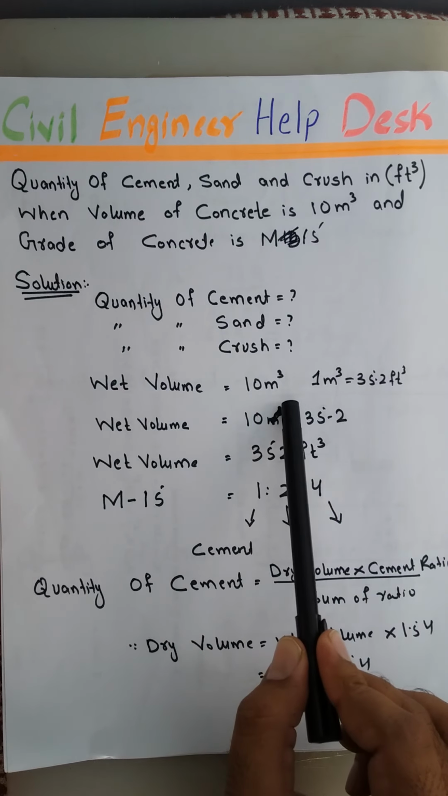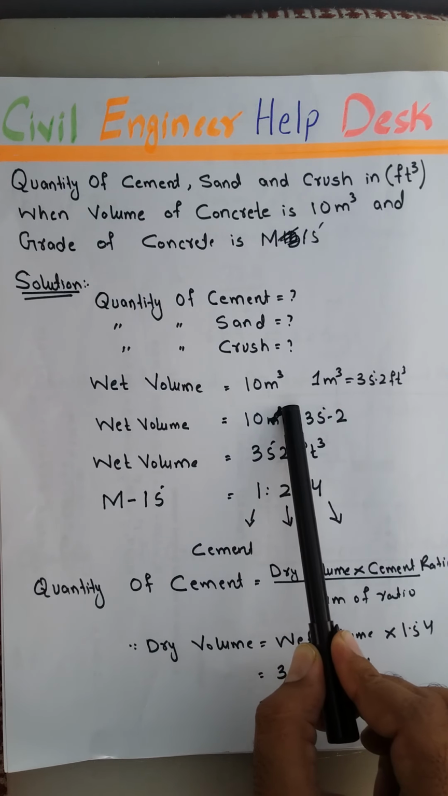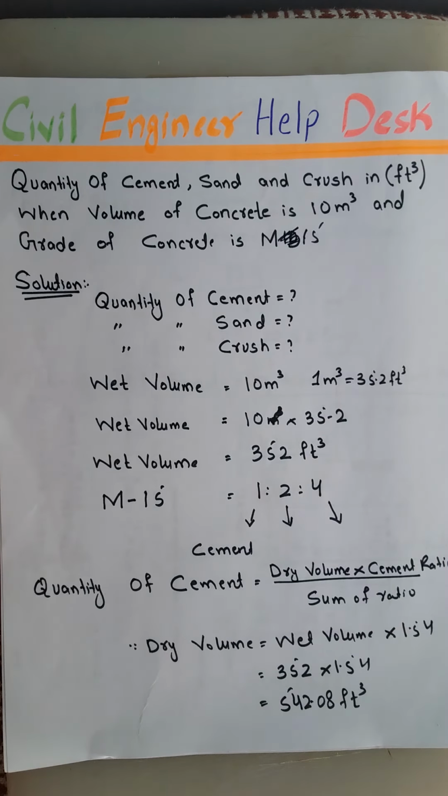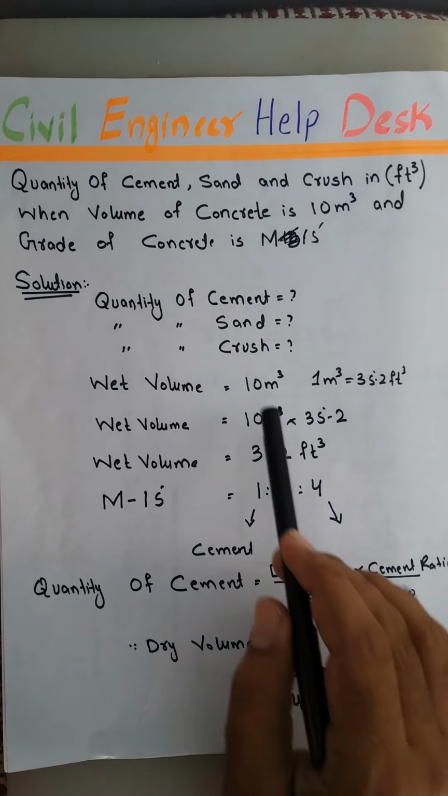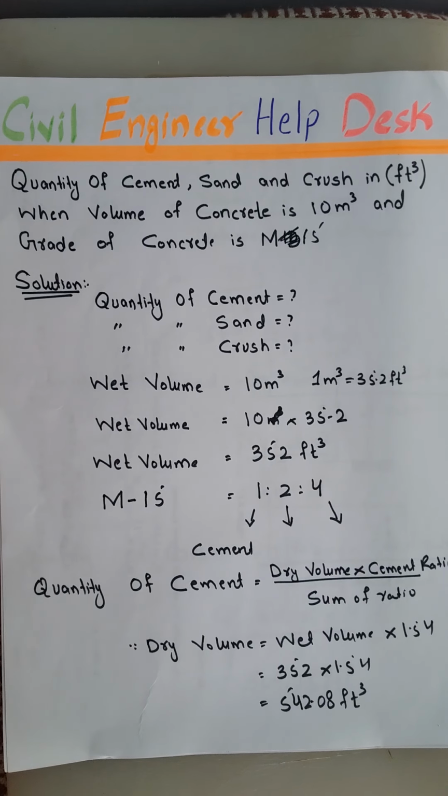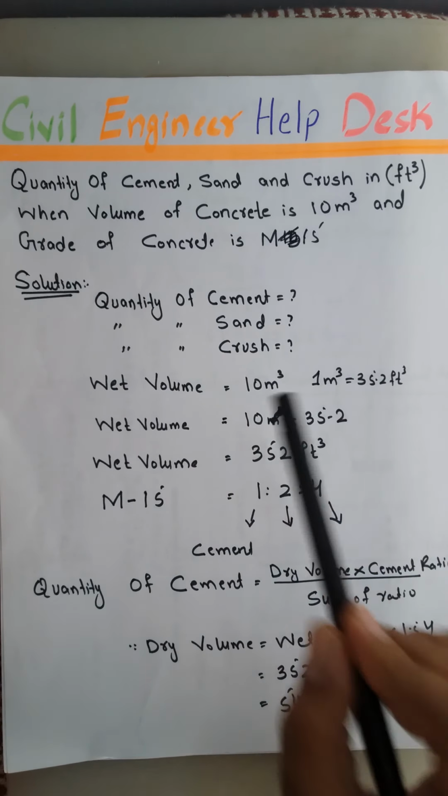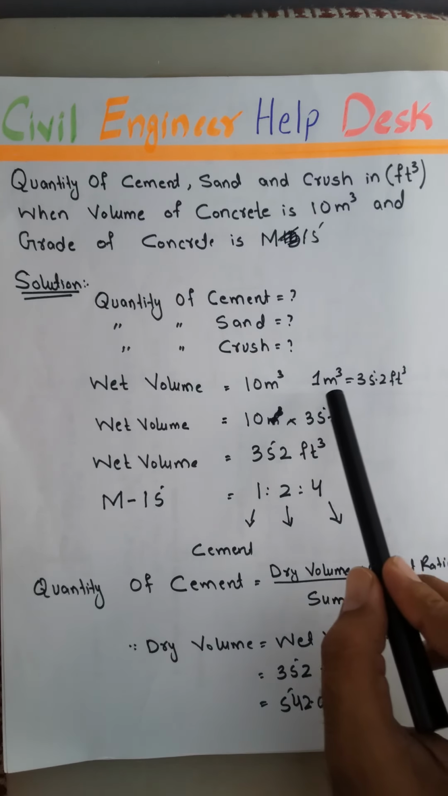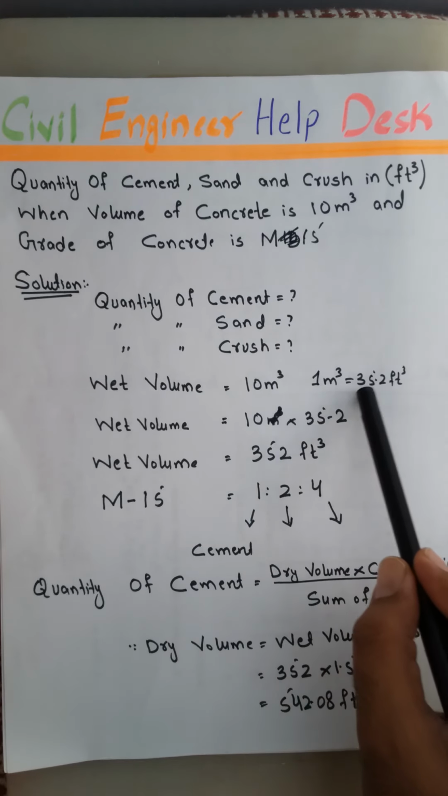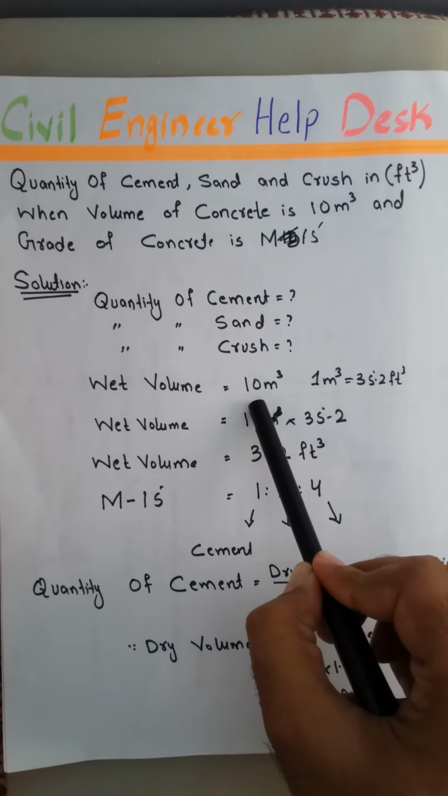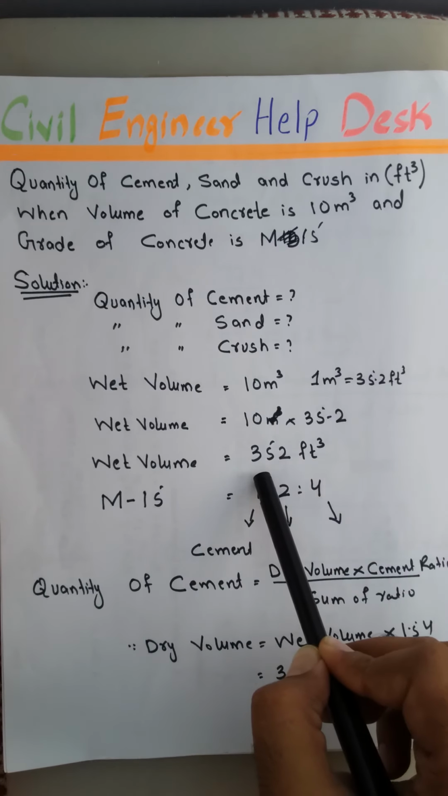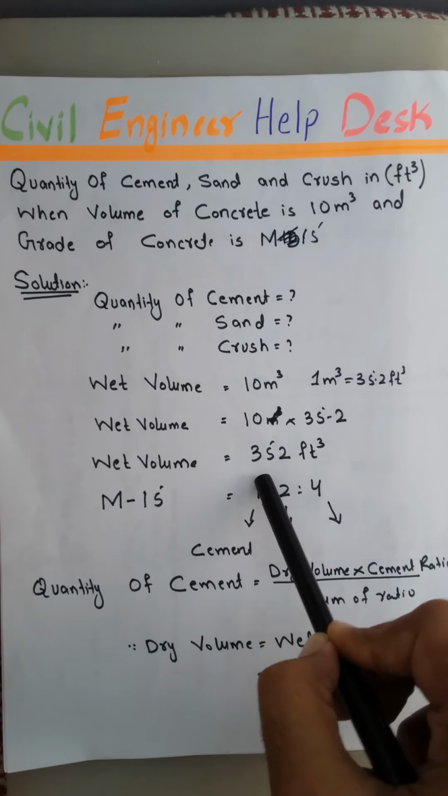So quantity of cement, quantity of sand and quantity of crush are required. Wet volume of concrete is 10 cubic meter. I told you in the last video that the volume of concrete is always considered as wet volume. So first of all, we will convert this wet volume into cubic feet. We remember the ratio: 1 cubic meter is equal to 35.2 cubic feet. So we multiply 10 by 35.2, and we get the wet volume, 352 cubic feet.